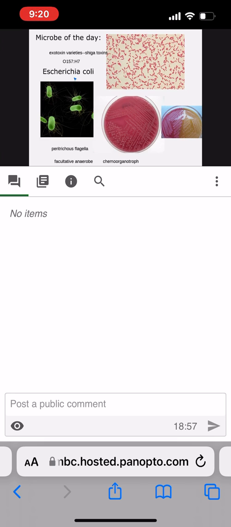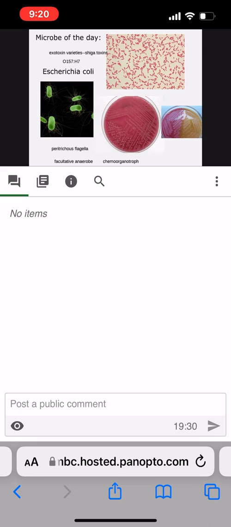Okay, any questions about this microbe of the day? It's spent more time than I want to, but I wanted to just focus on the MacConkey. Again, here's the example. The organism that's plated on the right here is not E. coli. The one on the left is, because that's pink. The one on the right is a different bacterium that can't use the lactose in the MacConkey. Okay. Any questions about that? Okay. So let's go to the next slide.